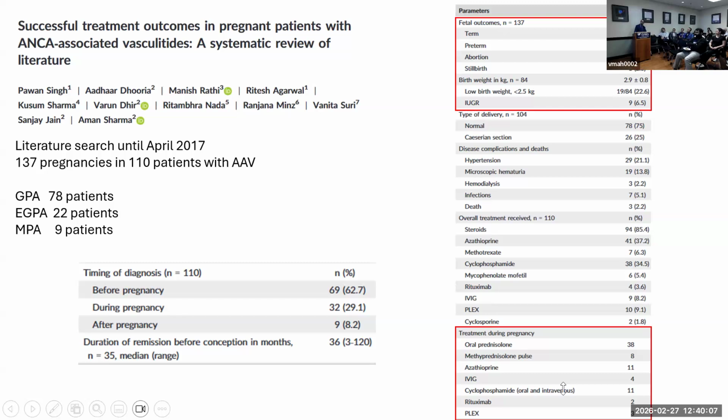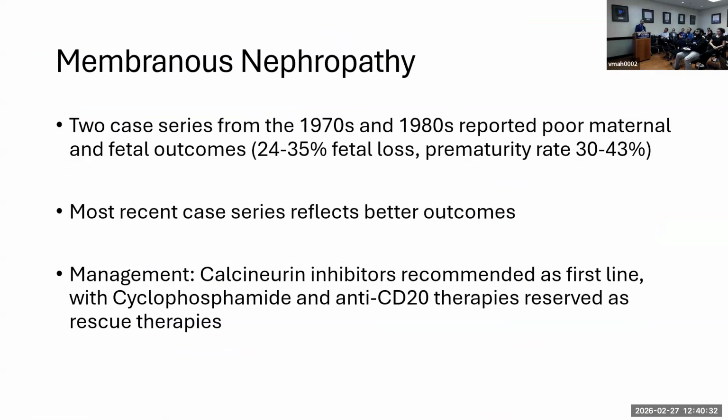Treatment during pregnancy, the interesting thing here is that a lot of them got cyclophosphamide, which we mentioned earlier is not really recommended, but I think most of these cases came from before 2005, which is why the cyclophosphamide use was so high. They did have an increased rate of low birth weight and intrauterine growth restriction, as well as preterm delivery, in keeping with what we've seen with all glomerular diseases that we discussed so far.